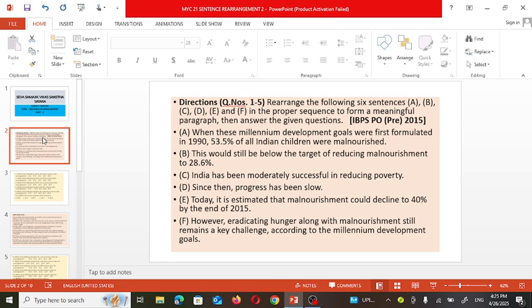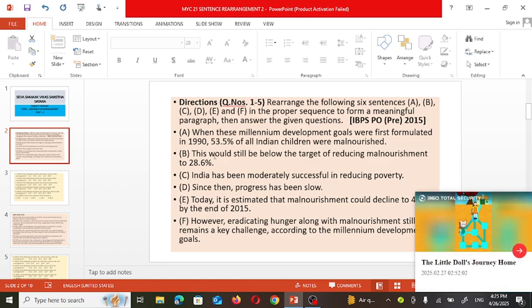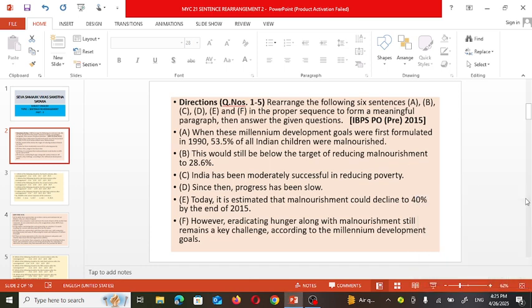Here, the question will be like this. Rearrange the following six sentences A, B, C, D, E, F in the proper sequence to form a meaningful paragraph. Then answer the given question. This question was asked in the POP exam in 2015. Now let's see all these sentences given here.